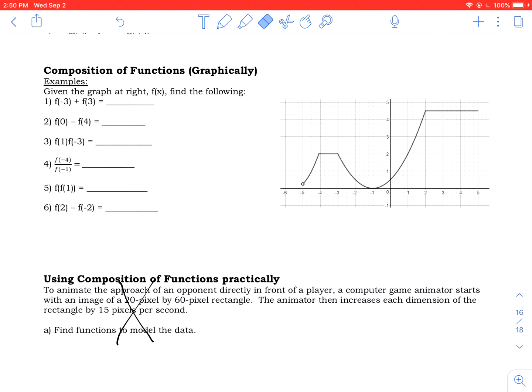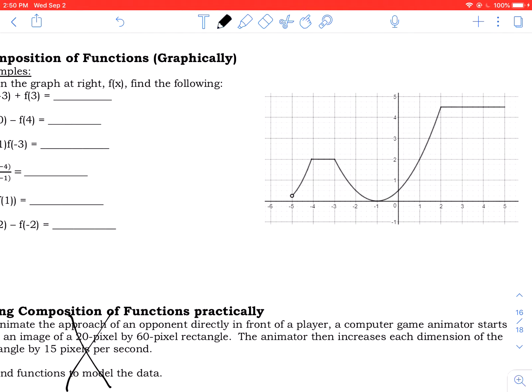All right. In this last video here, we're going to look at compositions of functions graphically. So here we go. Here's our function over here on the right. We'll call it f of x.